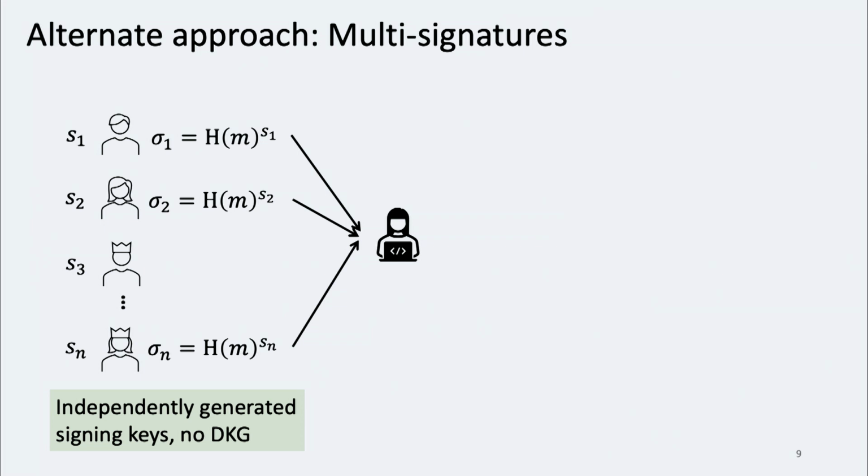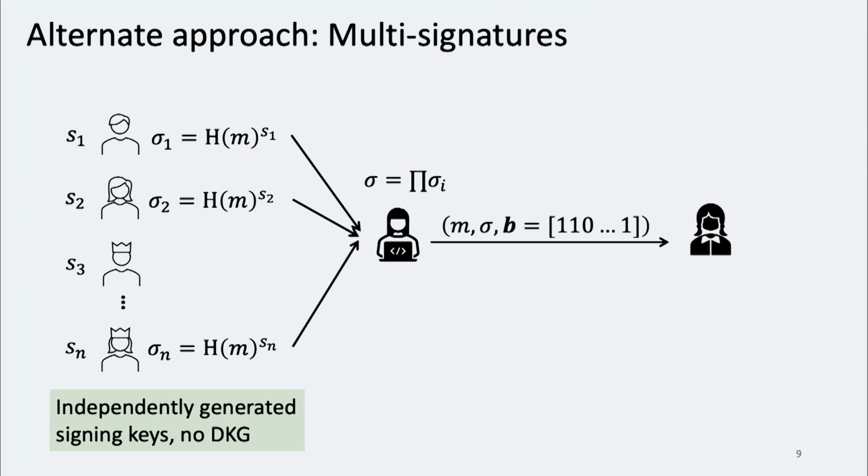This is very similar to what we have seen before, and the aggregator aggregates these and sends them to the verifier. But not only the signature, but also a bit vector indicating who signed and who didn't. In this example, party 1 and 2 signed, party 3 didn't sign, so that we have a bit vector 1, 1, 0, etc.